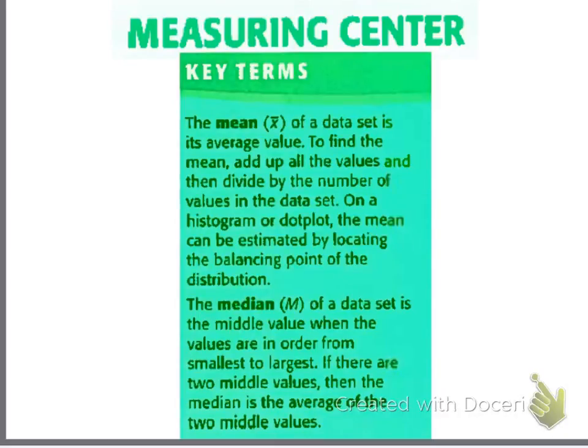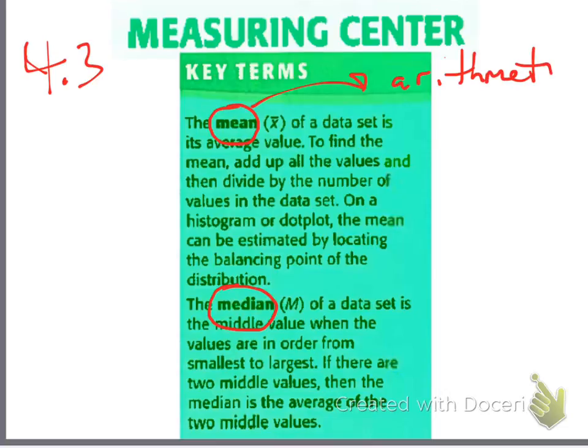Okay, so this is section 4.3 of sports stats. We're going to talk about measuring center, and when we talk about that, we're talking about mean and median. Now, the mean is the arithmetic average. In other words, what do you do to find the mean? You take all the terms, add them up, and divide by the number of terms.